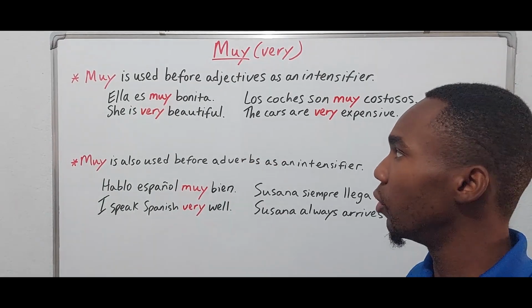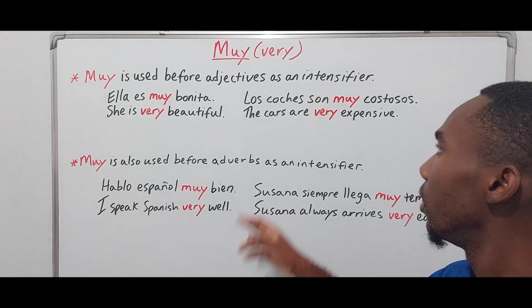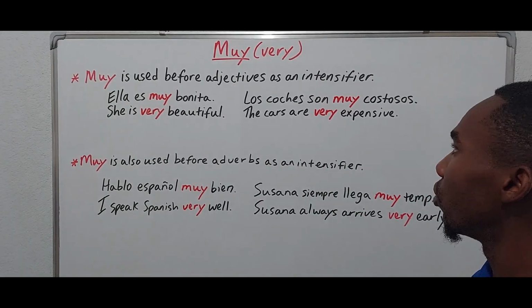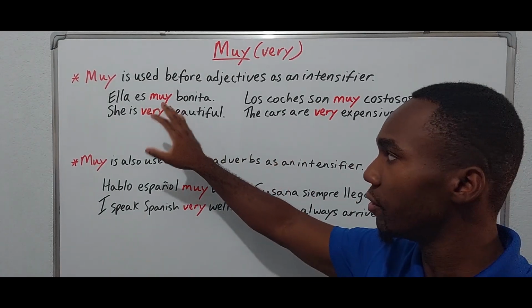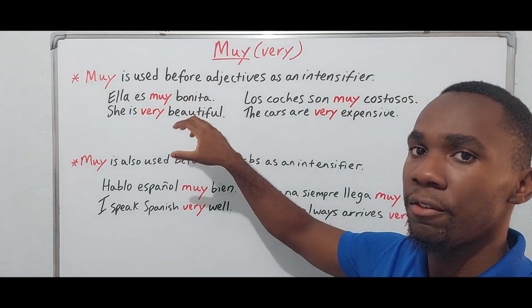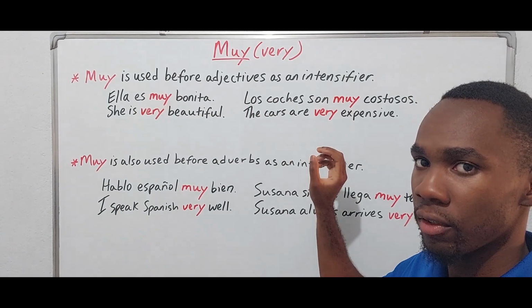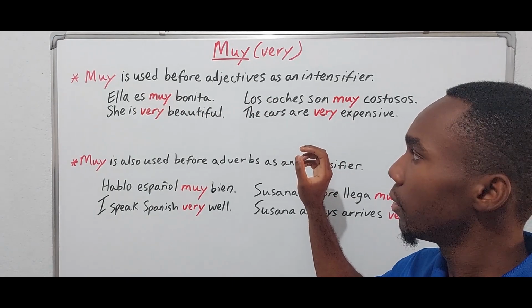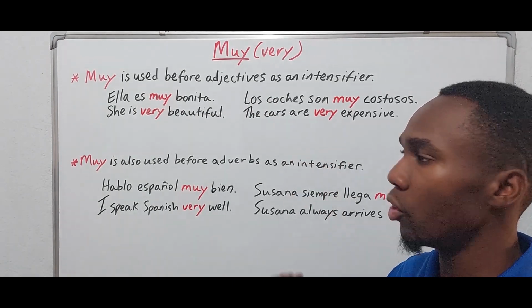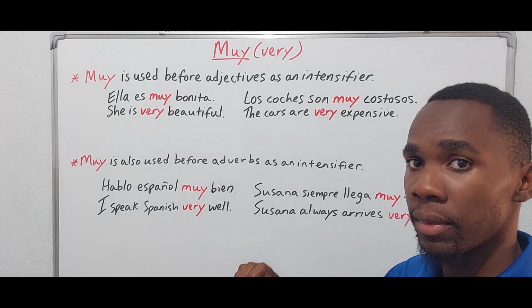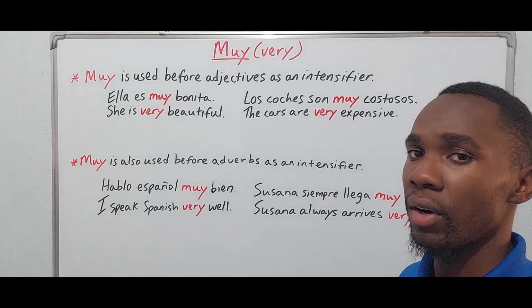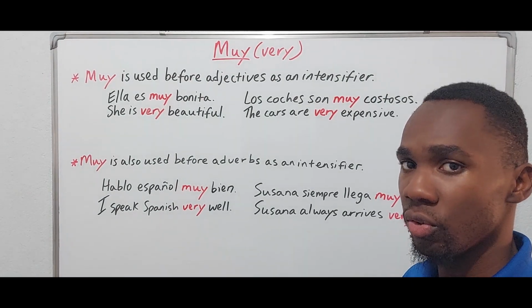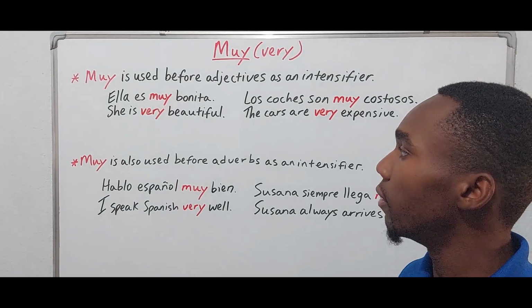So ella es muy bonita. She is very beautiful. Los coches son muy costosos. The cars are very expensive. So very is intensifying those adjectives, right? So muy does not change form, and it is used before adjectives. So that's the first usage of muy, right?